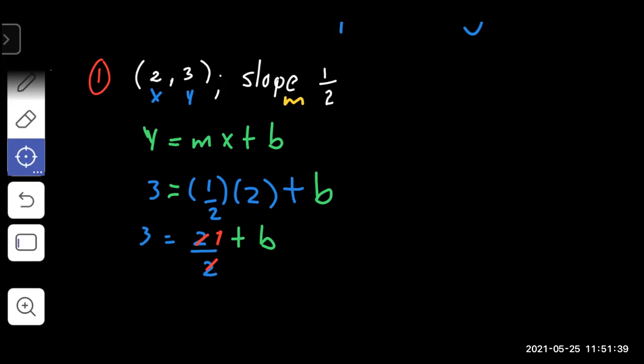Instead of having a fraction, do you like fractions, guys? I don't feel like seeing fractions. I don't know if you feel like it. I don't feel like seeing fractions. That's why I simplify.